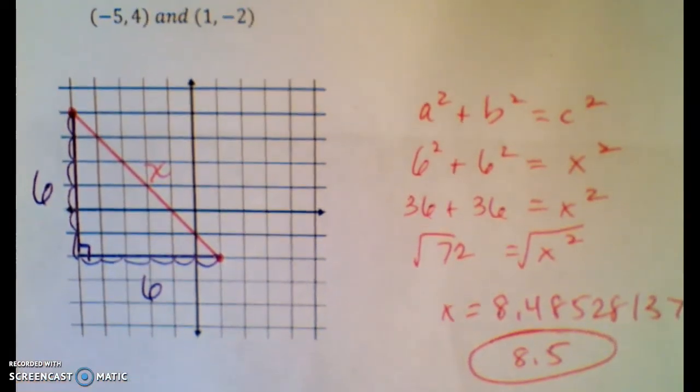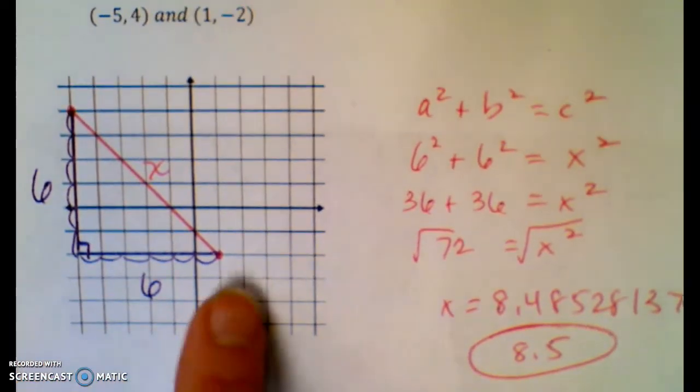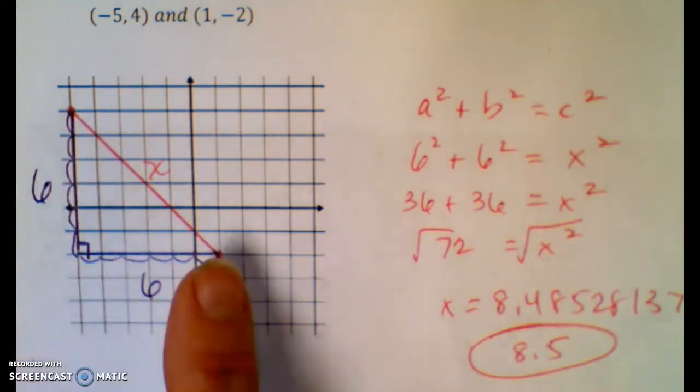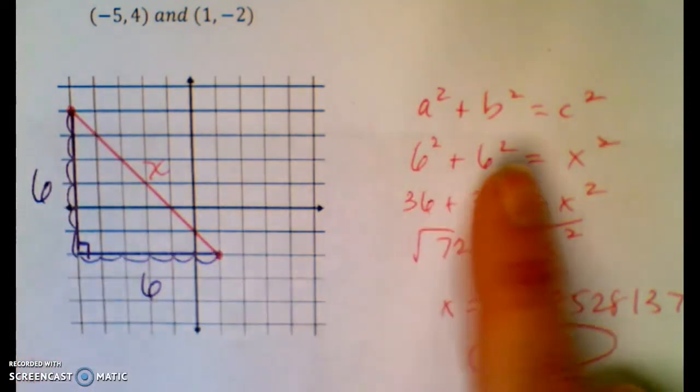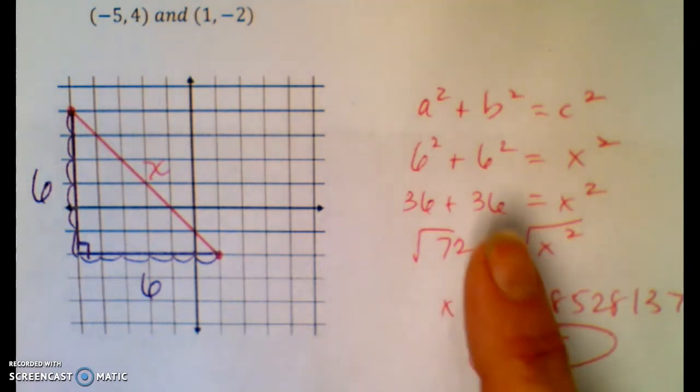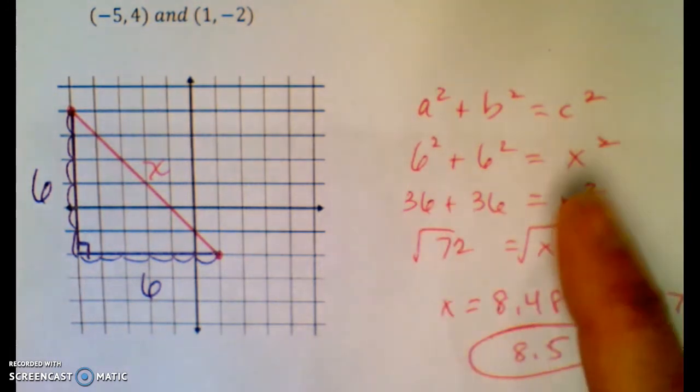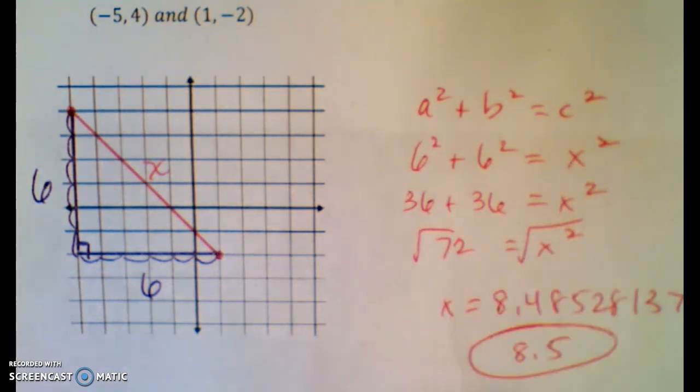Okay, for this last example, if you connected your points and you made a right triangle with legs of 6 and 6, you will plug them in. 6 squared plus 6 squared, remember 36 and 36 gives you 72. We're looking for that hypotenuse of x, so remember at the very end you're going to square root 72, and this gives you approximately 8.5.